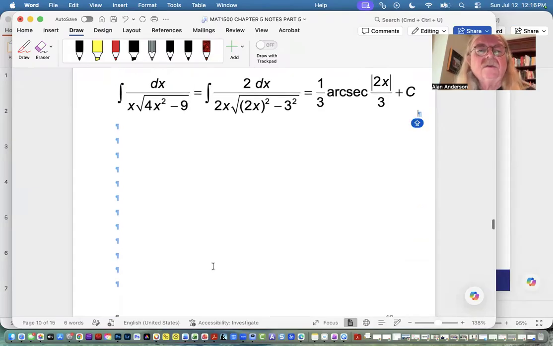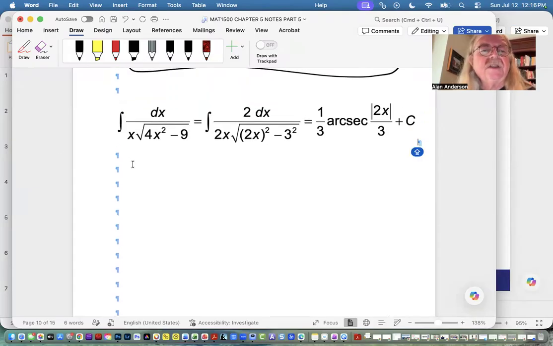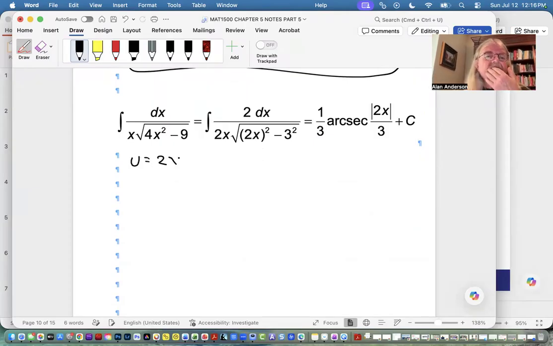All right, so let's try this. Let's try U as X. No, it would have to be 2X.